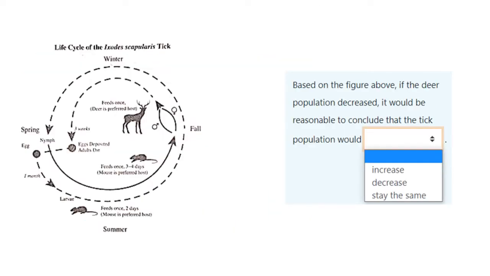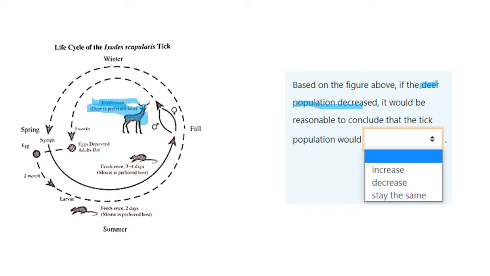Question number 25. Based on the figure above, if the deer population decreased, where is the deer? The deer is here. If the deer population decreased, it would be reasonable to conclude that the tick population would increase, decrease, or stay the same. So let's follow this around.